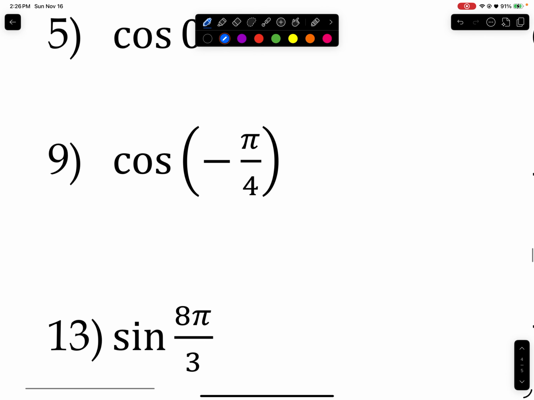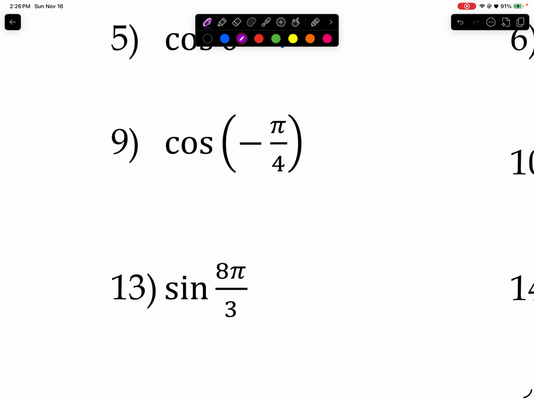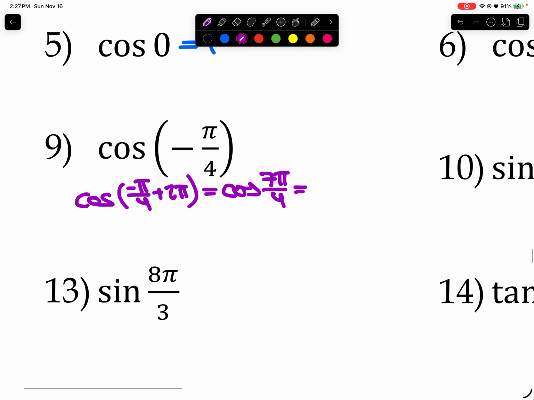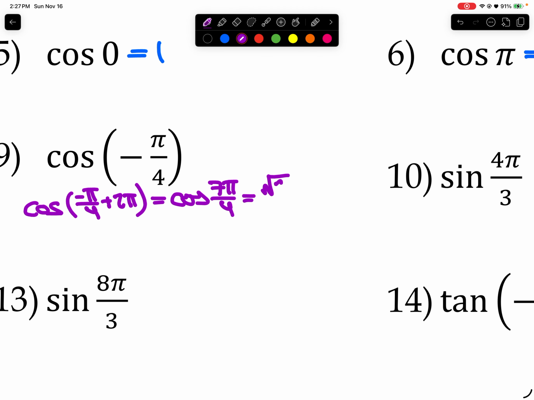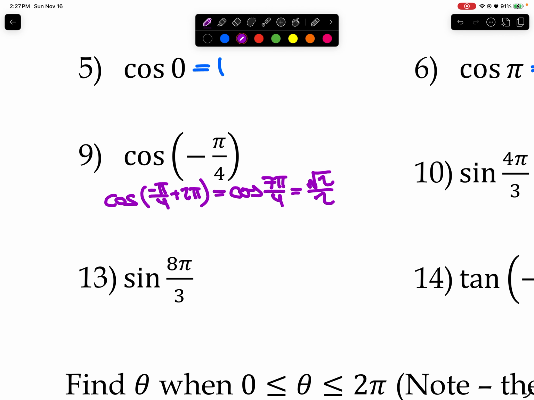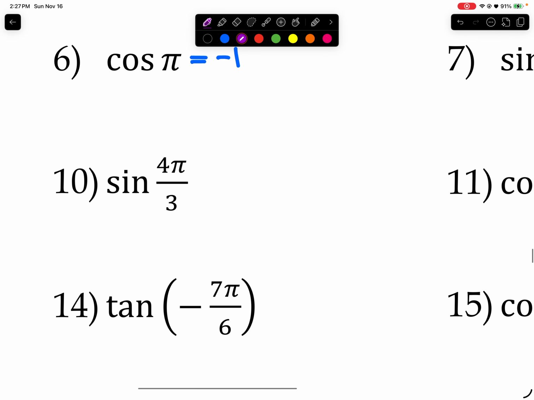So cosine of negative pi over 4, this is where I decide to throw in some coterminals at you. So you could do cosine of negative pi over 4 plus 2 pi if you don't want to deal with the negative angles. So this is the same as cosine of 7 pi over 4, which cosine is your x value. It's still positive in quadrant 4, which is root 2 over 2. So you don't have to do the coterminal if you don't want to, but we're going to be throwing things like that at you. All right, and then over here, sine of 4 pi over 3. So that's in quadrant 3, which is going to be negative, which I believe is negative root 3 over 2.